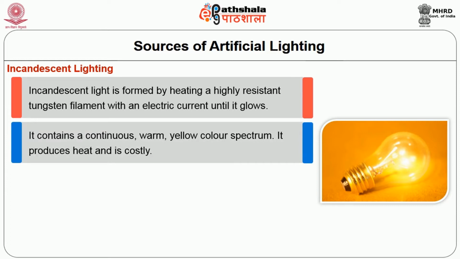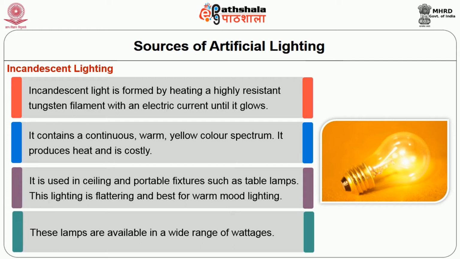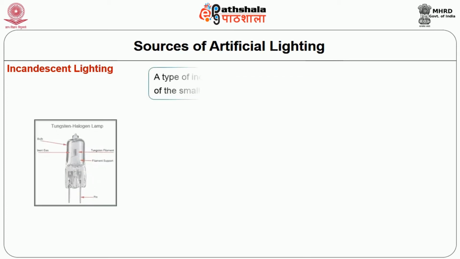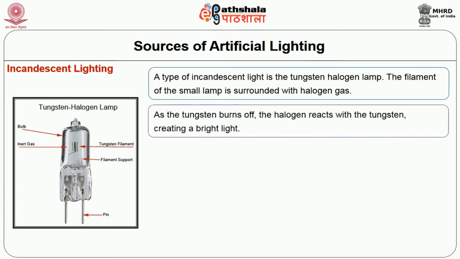It produces heat and is costly. It is used in ceiling and portable fixtures such as table lamps. This lighting is flattering and best for warm mood lighting. These lamps are available in a wide range of wattages. A type of incandescent light is the tungsten halogen lamp. The filament of the small lamp is surrounded with halogen gas. As the tungsten burns off, the halogen reacts with tungsten, creating a bright light.